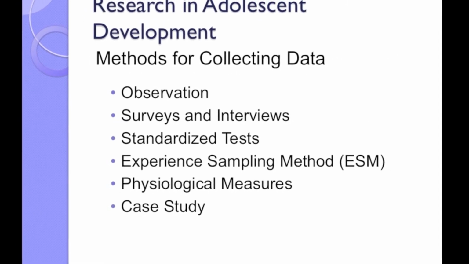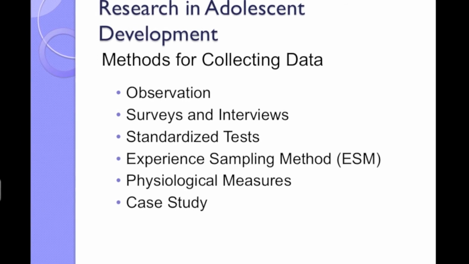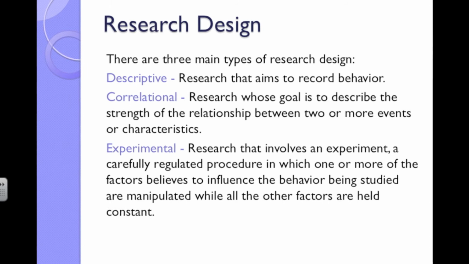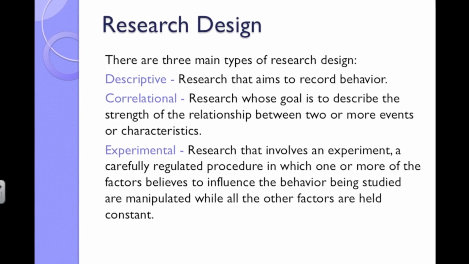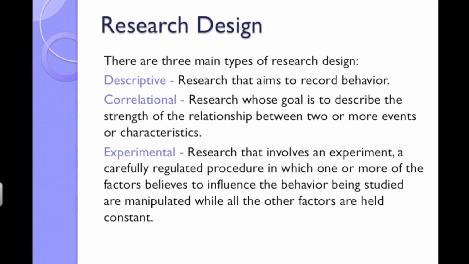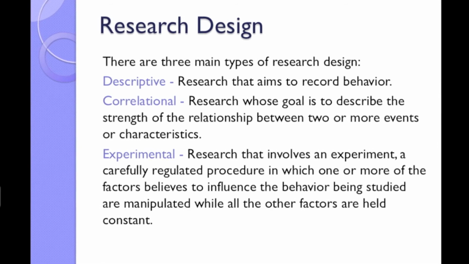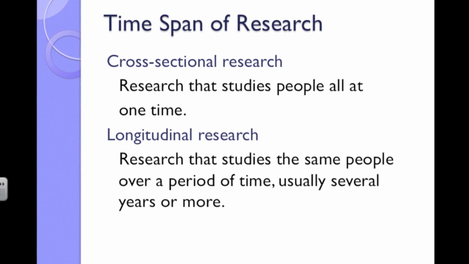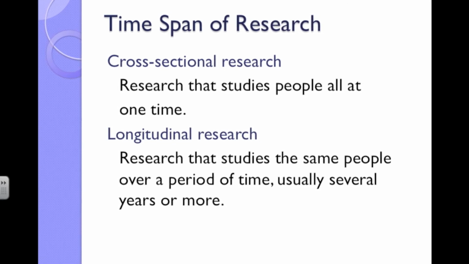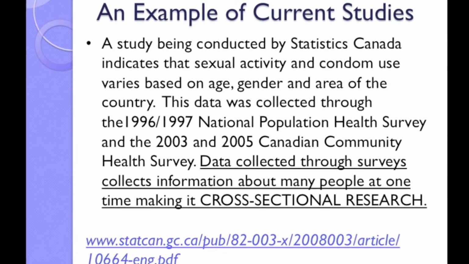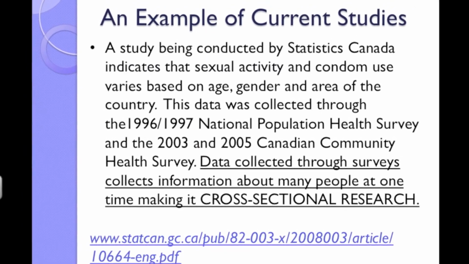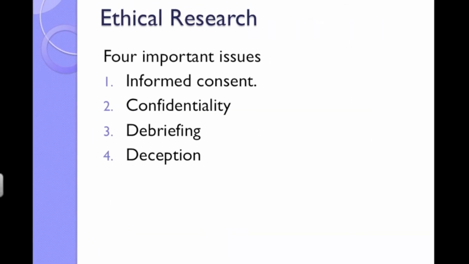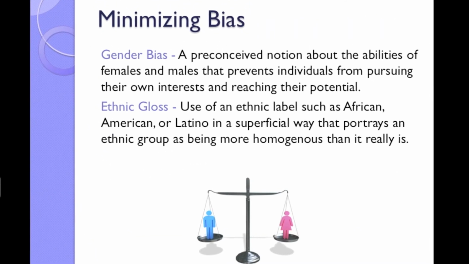Now here are some methods for collecting data for research in adolescent development. There are 3 types of research: descriptive, correlational, and experimental. The time span of research can vary. Check out our example of cross-sectional research in which surveys were used. It is important to conduct ethical research and minimize bias.